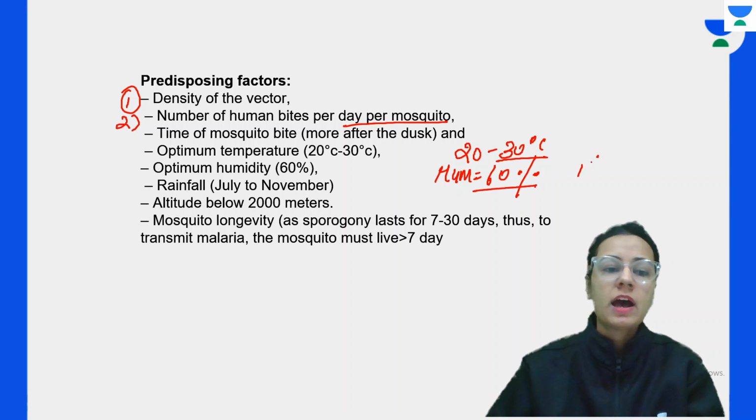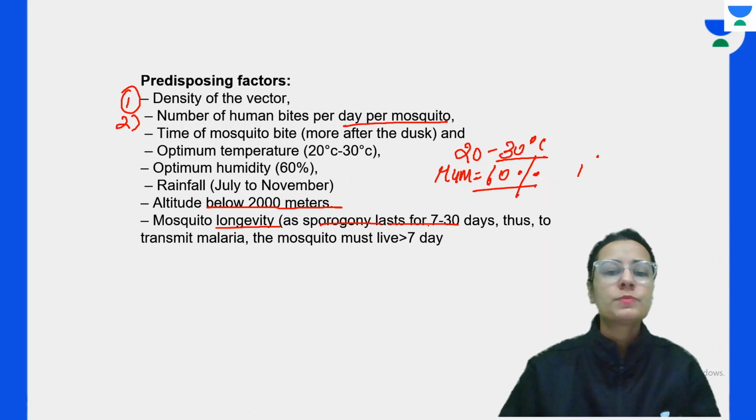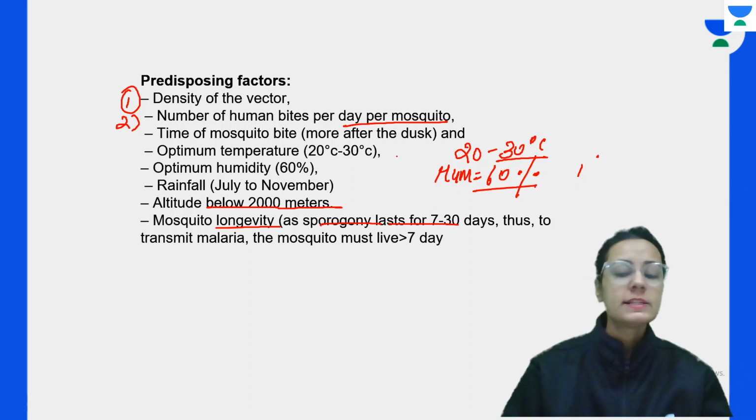Rainfall, and altitude below 2000 meters, and the longevity of the mosquito. As for the sporogony we talked about, that lasts 10 to 14 days. Thus, to transmit, the mosquito must live more than 7 days.